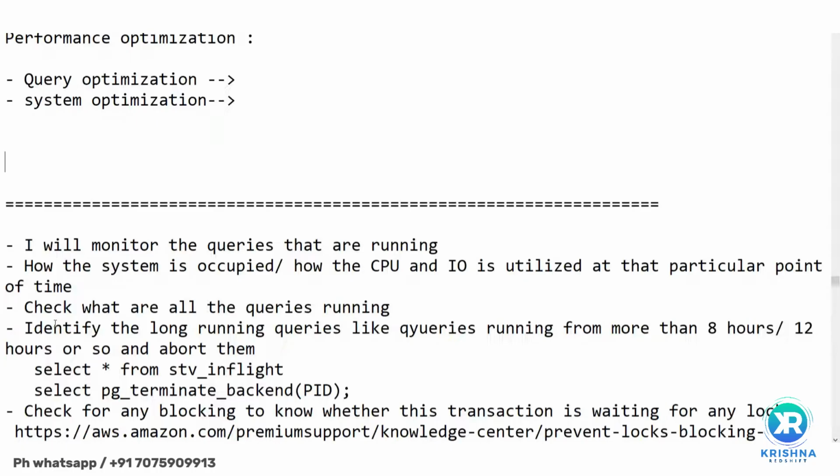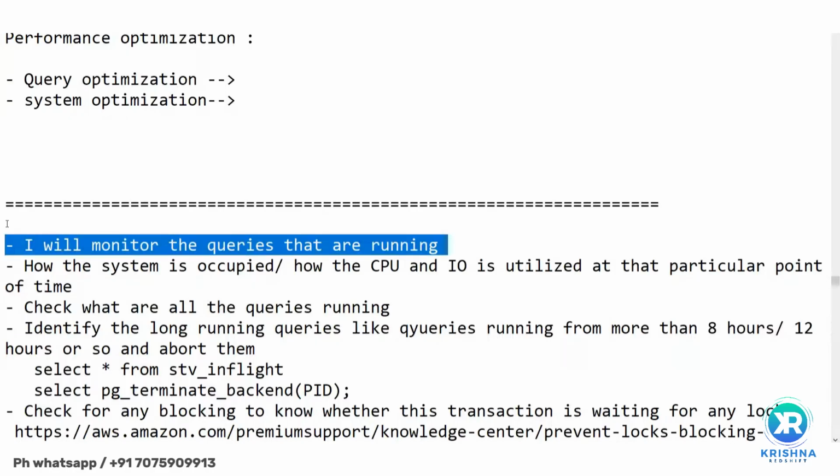If there is an issue with performance, the first thing we look at is the query. How do you know the query is running longer? For example, a user comes and says your query is running longer. You will know that first by monitoring the system. Where do you look?